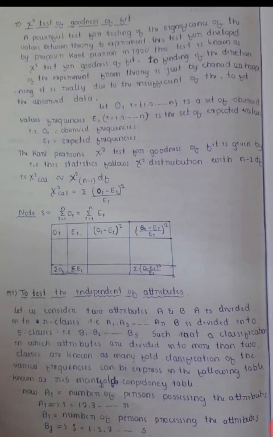Third application, to test the independence of attributes. Let us consider two attributes, capital A and capital B. A is divided into r classes, that is A1, A2, so on Ar, and B is divided into s classes, that is B1, B2, so on Bs, such that a classification in which attributes are divided into more than two classes is known as manifold classification.